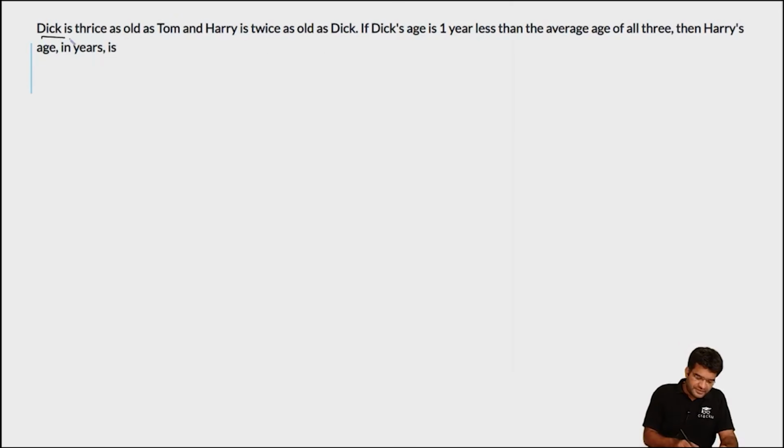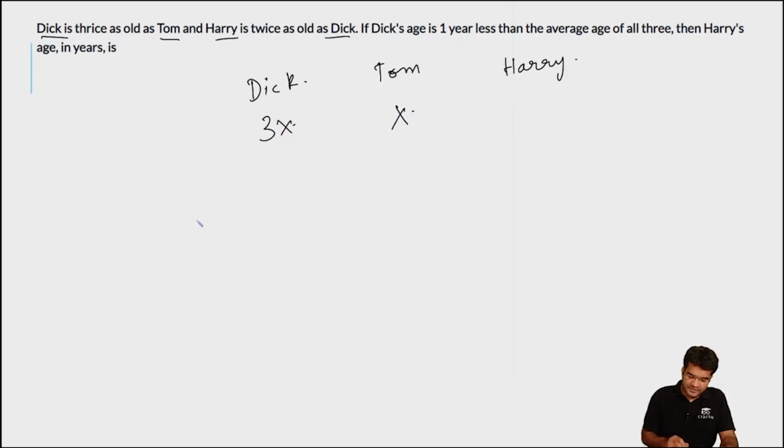In this question we are told that Dick is thrice as old as Tom and Harry is twice as old as Dick. So we have three guys, we have Dick, we have Tom, and we have Harry. Dick is thrice as old as Tom, so let us assume that Tom is x years old, so Dick will be 3x years old, and Harry is twice as old as Dick, so the age of Harry will be 6x.